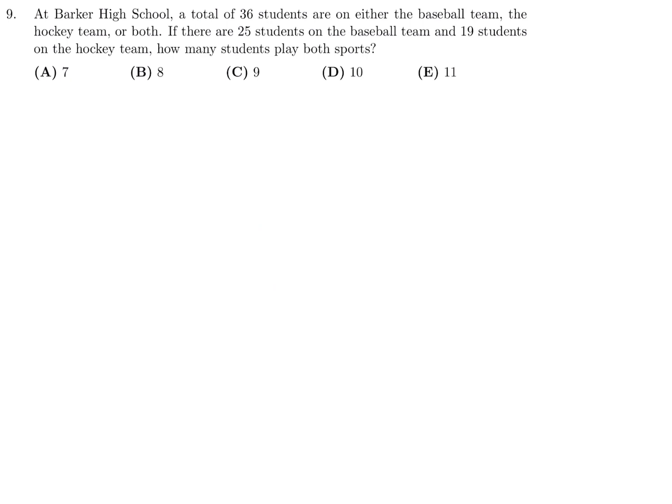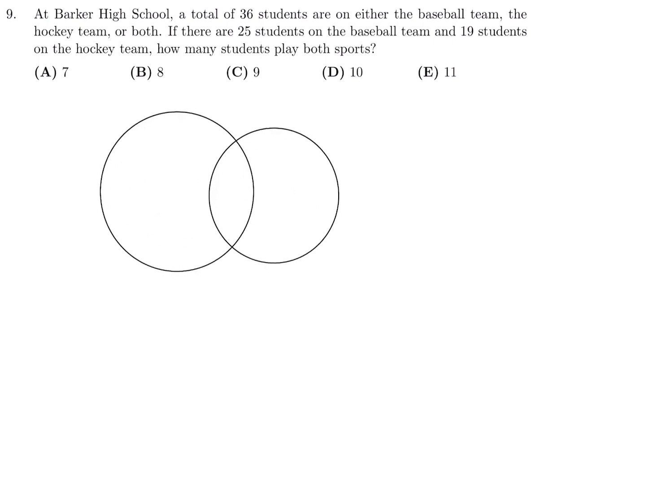At Barker High School, a total of 36 students are on either the baseball team, the hockey team, or both. If there are 25 students on the baseball team and 19 students on the hockey team, how many students play both sports? All right, so let's draw one of those famous diagrams. They're called Venn diagrams.